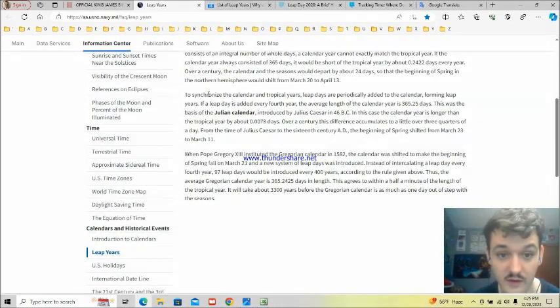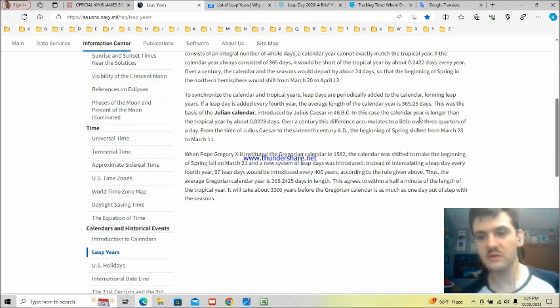The solution to keep the calendar aligned with the tropical year is the leap day. Leap days are periodically added to the calendar in leap years. If they are added every 4 years, the average length of the calendar year is 365.25 days. This was the basis of the Julian calendar, introduced by Julius Caesar in 46 BC. In that case, the calendar year is longer than the tropical year by about 0.0078 days, which over a century is a little over 3/4 of a day. From the time of Julius Caesar to the 16th century AD, the beginning of spring shifted from March 23rd to March 11th.